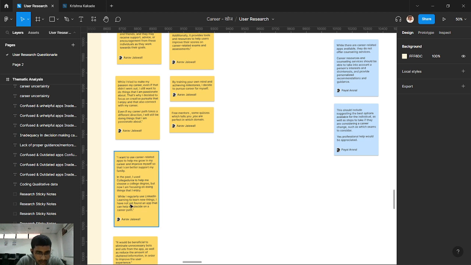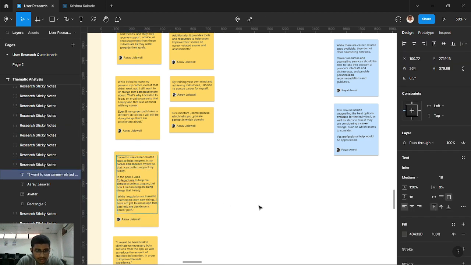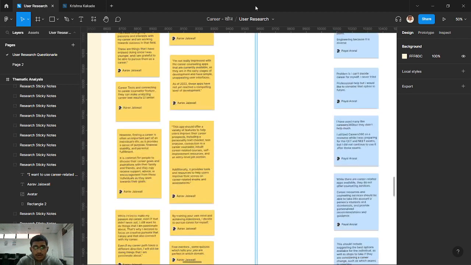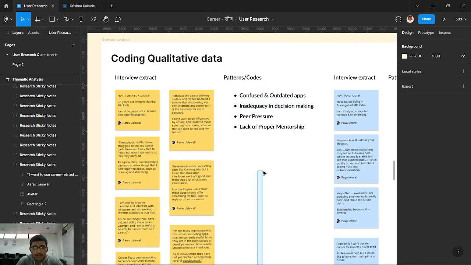So now we have something like a code. I use apps, but they are not helping me find a career. On the basis of that, what patterns and codes are we getting? If I go through the entire data, this video will take a longer duration, so I'm covering a few points. You can call them patterns, and also codes.